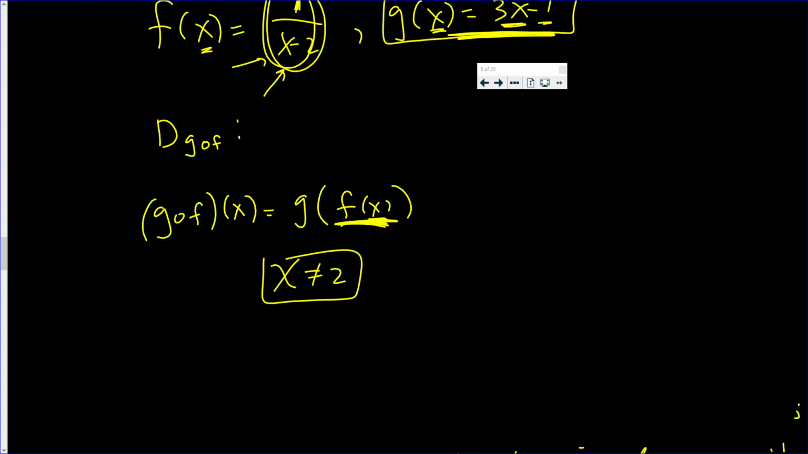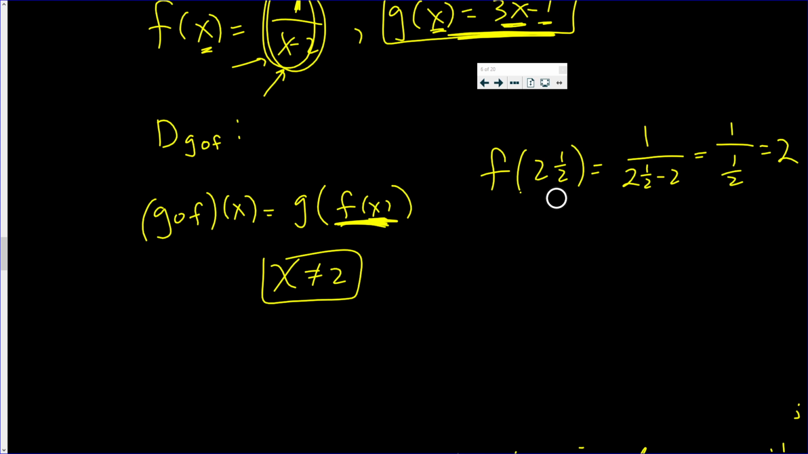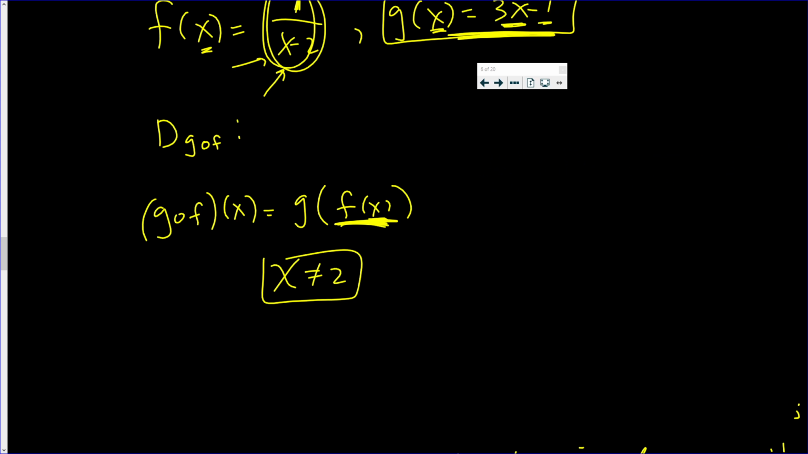Let x be 2.5. f of 2.5 is 1 over 2.5 minus 2, which is 1 over a half, which is 2. Nobody says f of x can't be 2. You just can't take f of 2. I didn't take f of 2. I took f of 2.5. Okay. So now that we know the domain, x cannot equal 2, g of 1 over x minus 2.